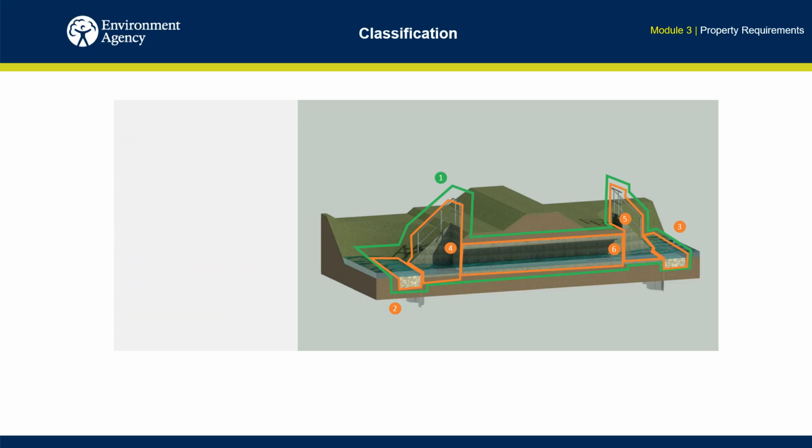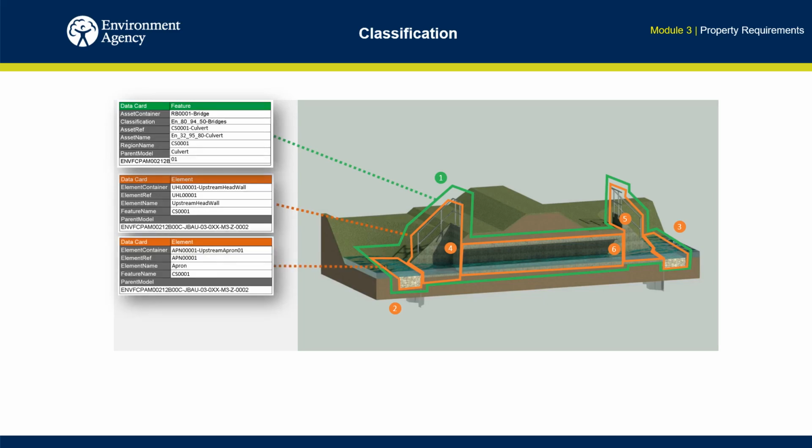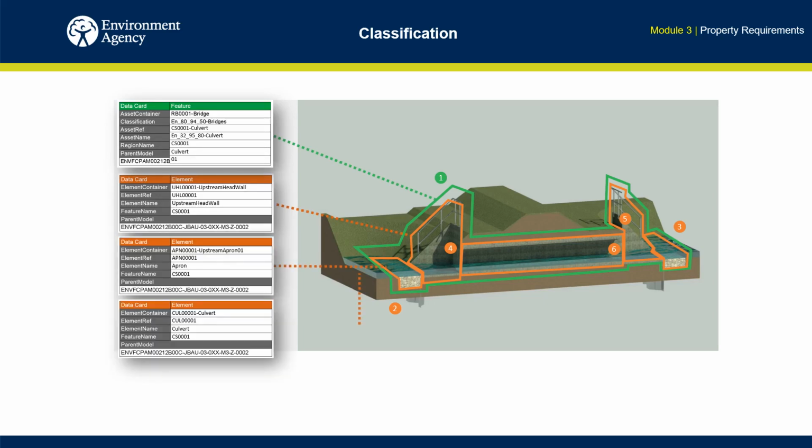The feature and element codes are recorded in attribute data cards linked to each graphical object, along with other asset information. This process can be applied to all types of Environment Agency assets and is a way of ensuring consistency of asset definition within the asset information model.